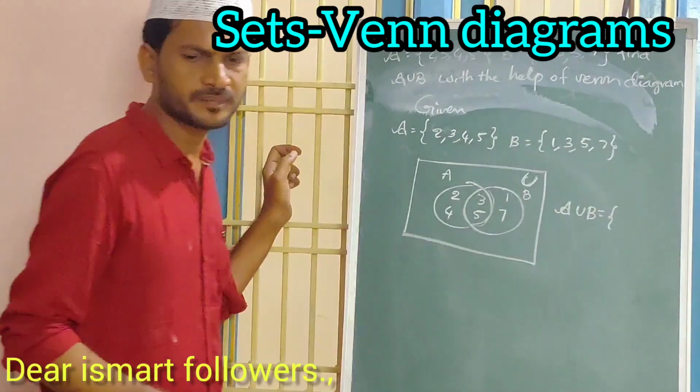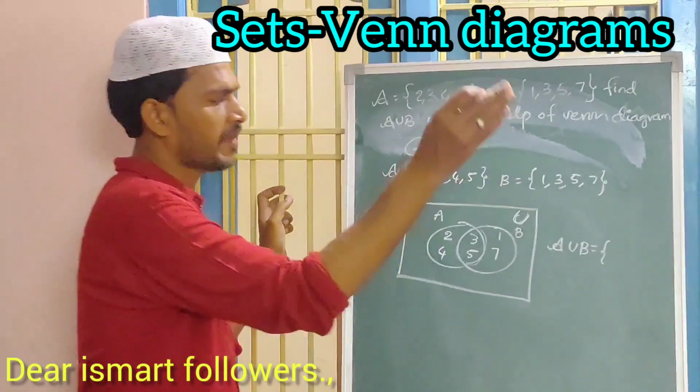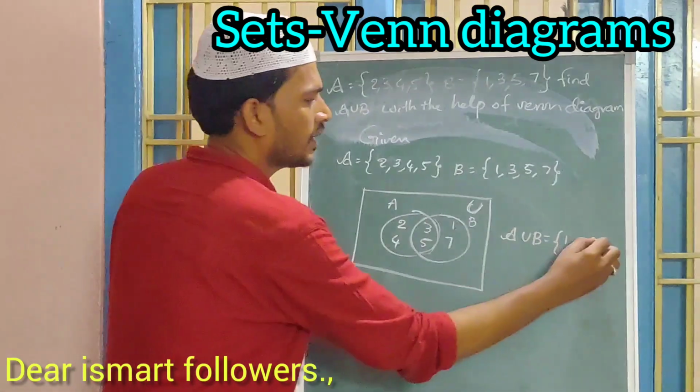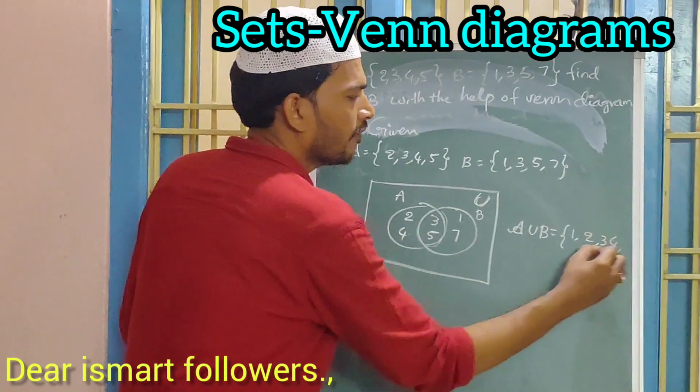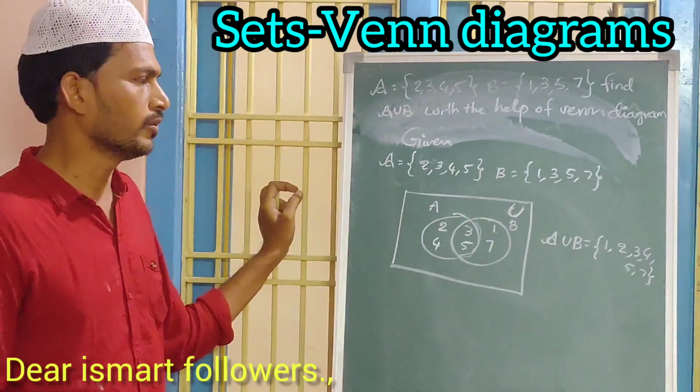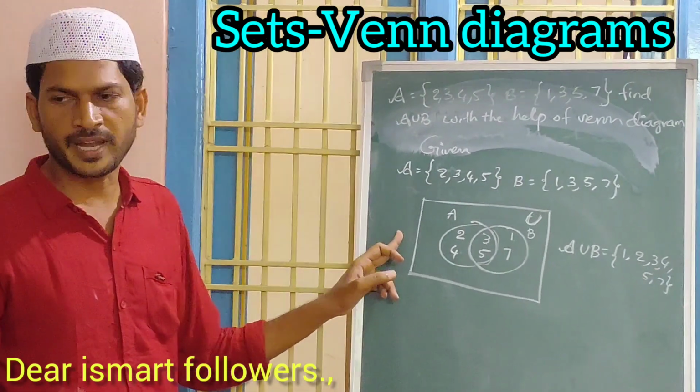A union B. Union means writing all elements. That means 1, 2, 3, 4, 5, 7. This is the A union B value. So here we used the Venn diagram.